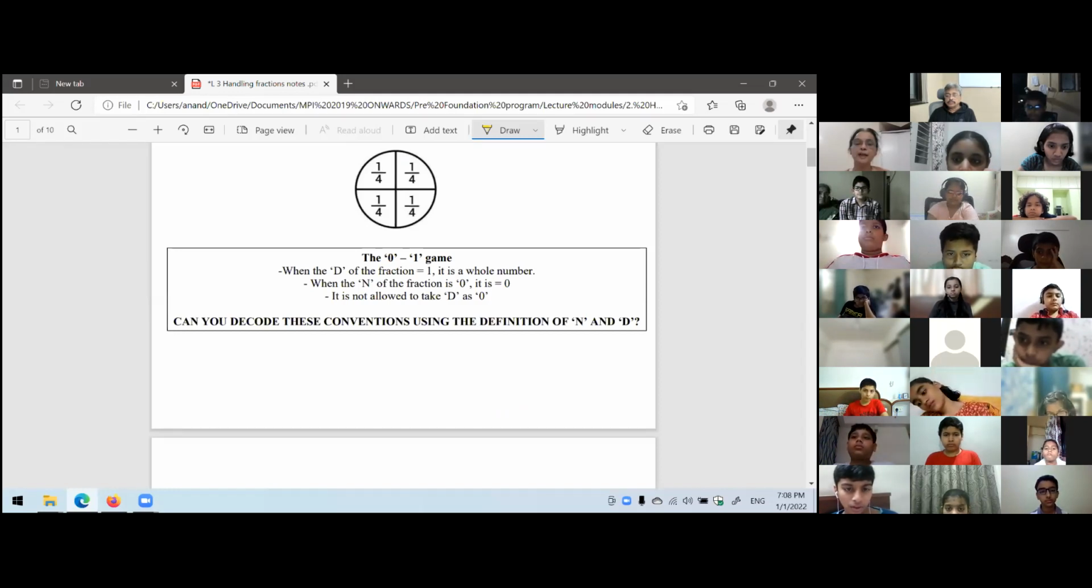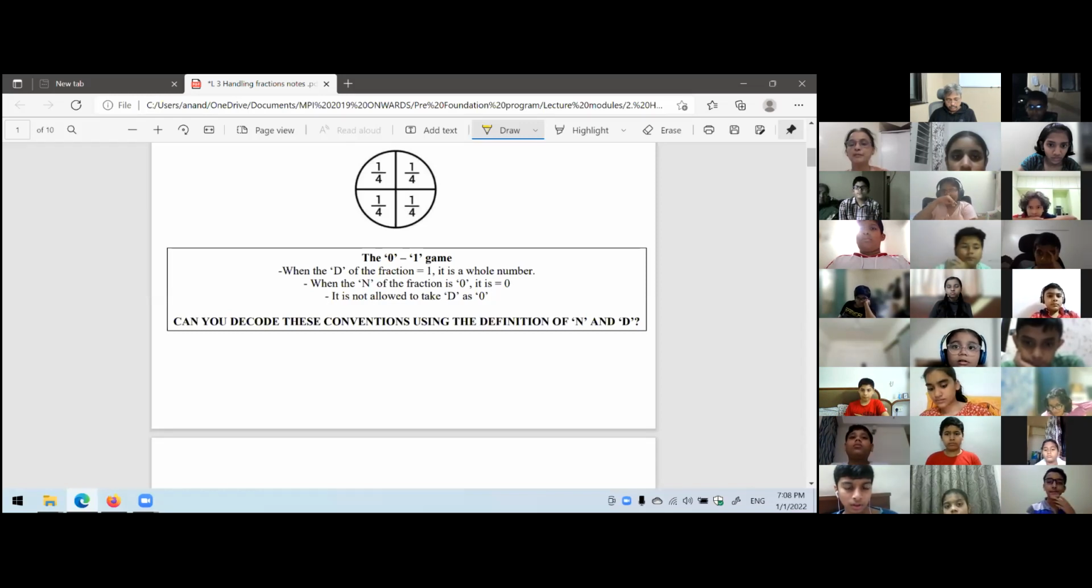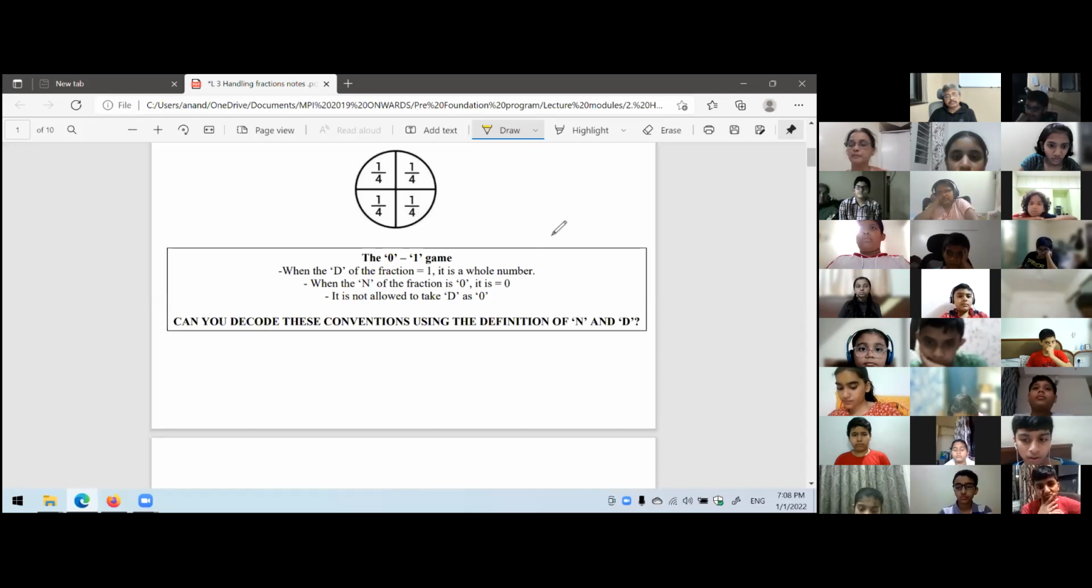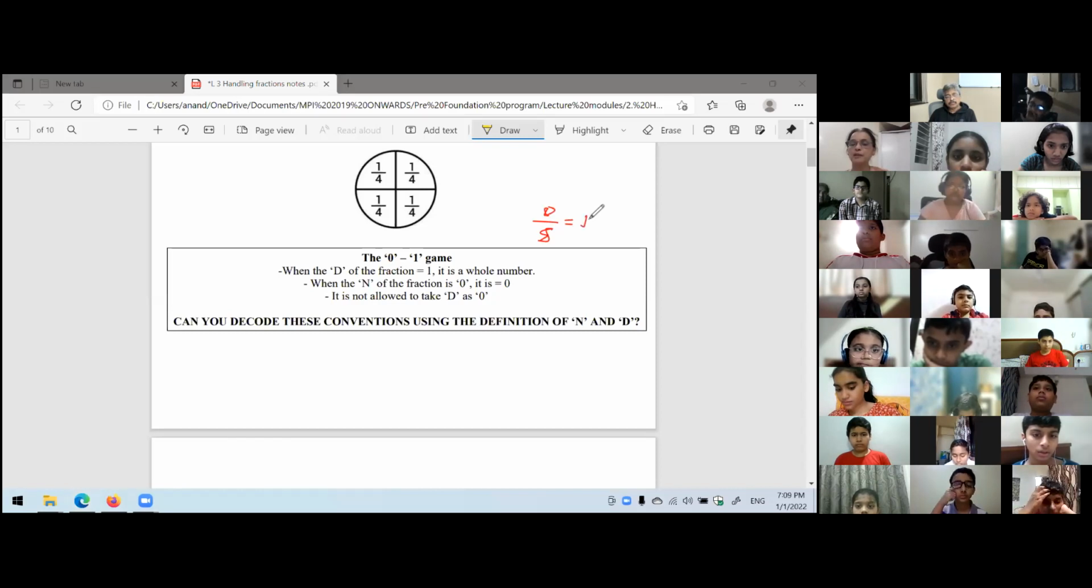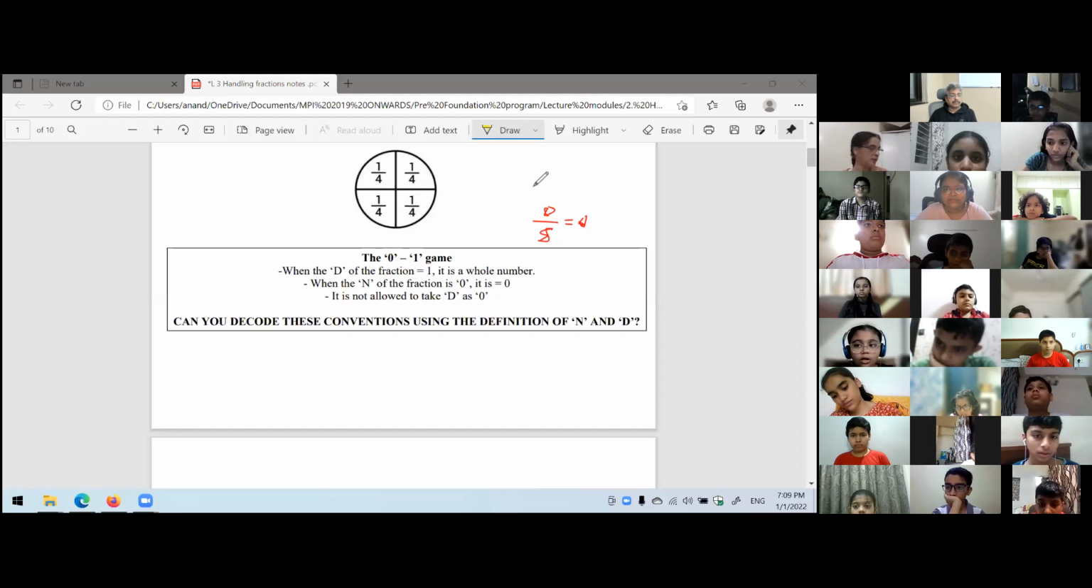And when I write the fraction in the format 0 upon something, when I make my numerator as 0, say 0 upon 5, what does that mean? I'm making 5 parts and I'm taking 0 parts out. What will be the meaning of it? 0. So when the numerator is 0, the meaning of the fraction is 0. And when the denominator is 1, the meaning of the fraction is the value of the numerator.